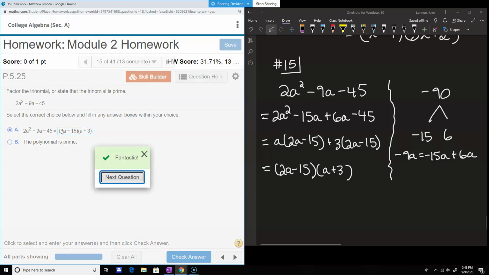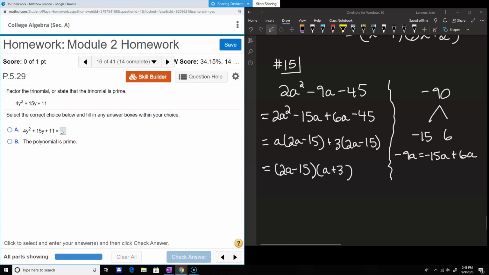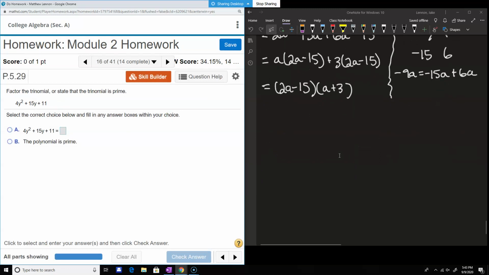Any questions there? A lot of times it's just getting the hang of the process. A lot of these will be factoring problems.